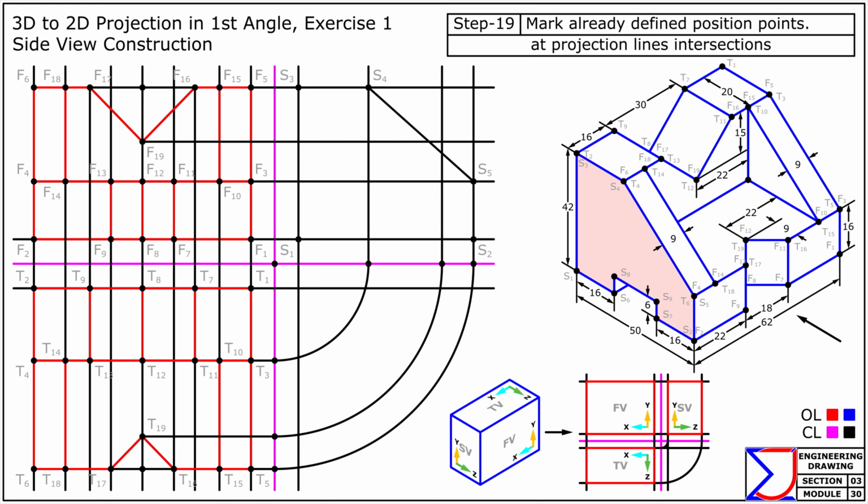Now, plot the remaining points for the side view. Mark points S6 and S7 on line S1, S2. Mark points S8 and S9, then join them. With all points plotted, darken the visible edges to finalize the side view.